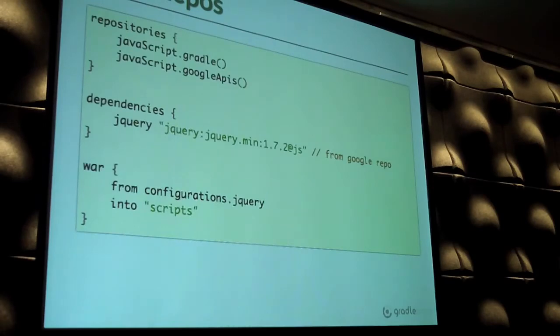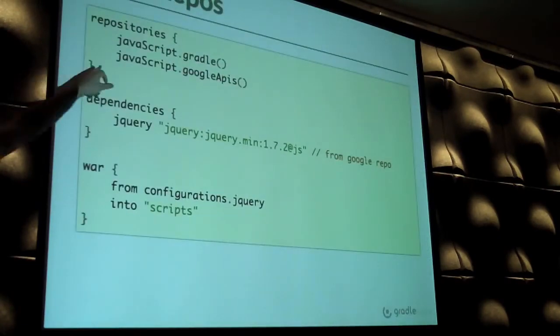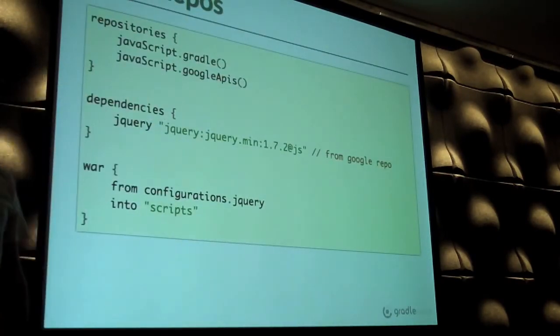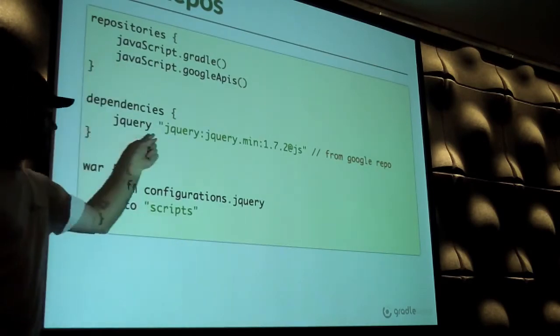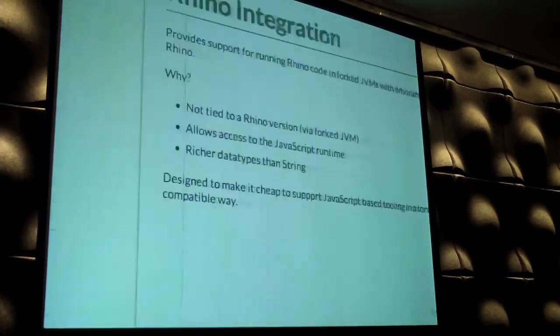So the repositories: if you apply the Java plugin, you get some more DSL in the repositories block. So javascript.gradle, which is our public repository, and Google APIs if you want to get jQuery here. If I want to get jQuery in my project, because it's hosted on the Google API repository, I can just do this and then refer to it with this kind of notation, just like we did at the start when we were consuming.